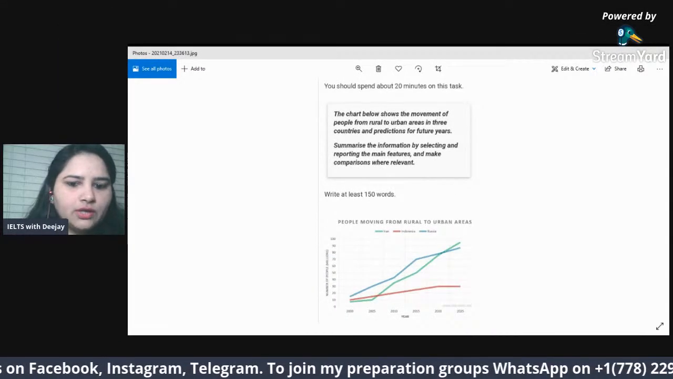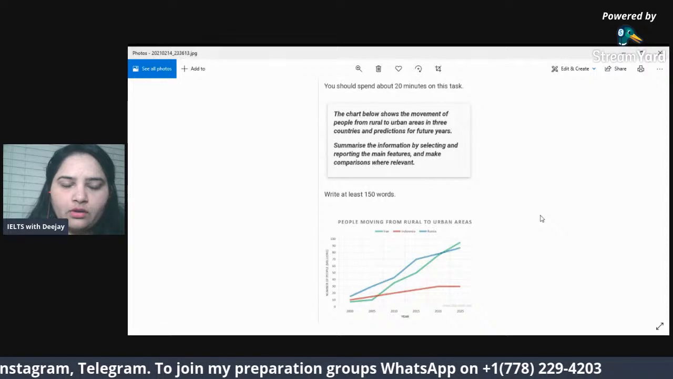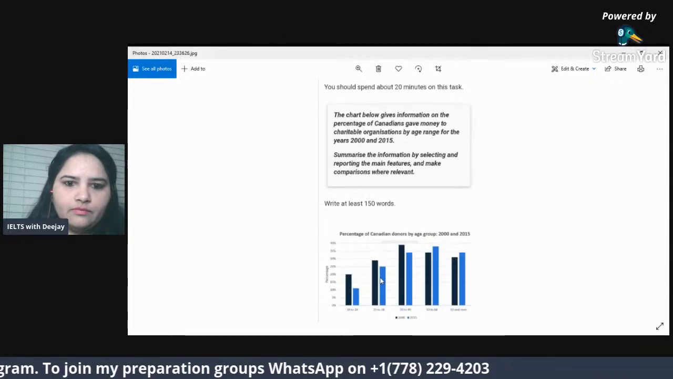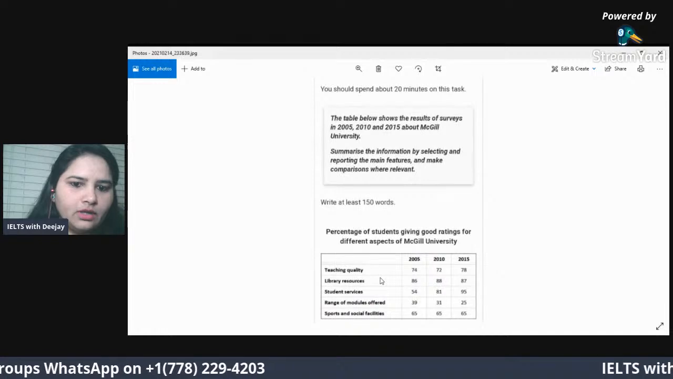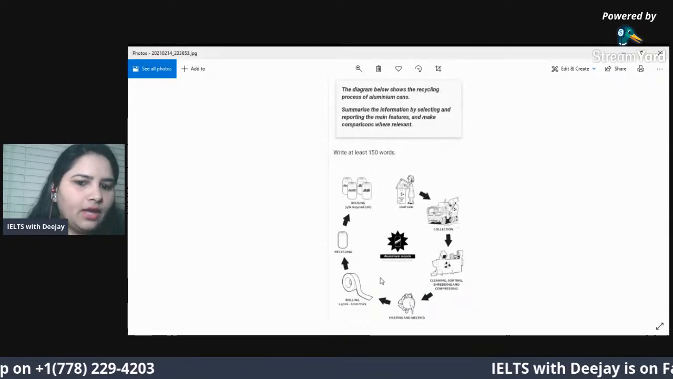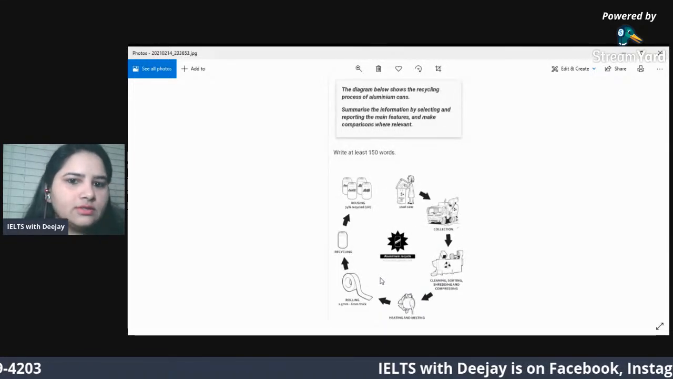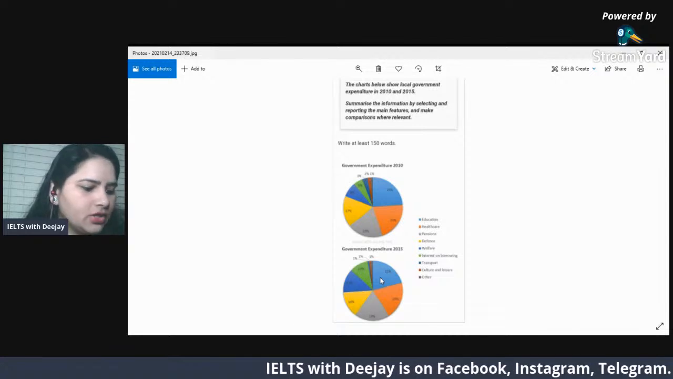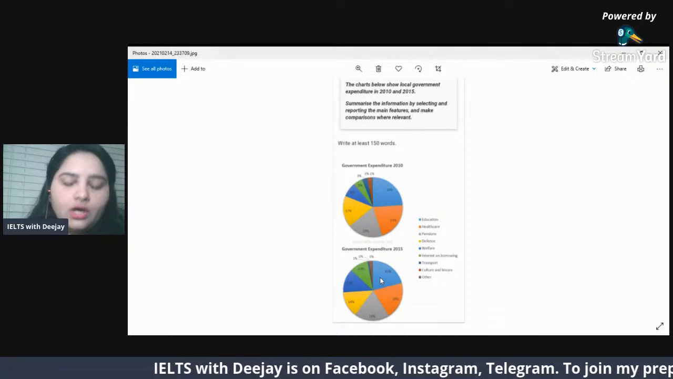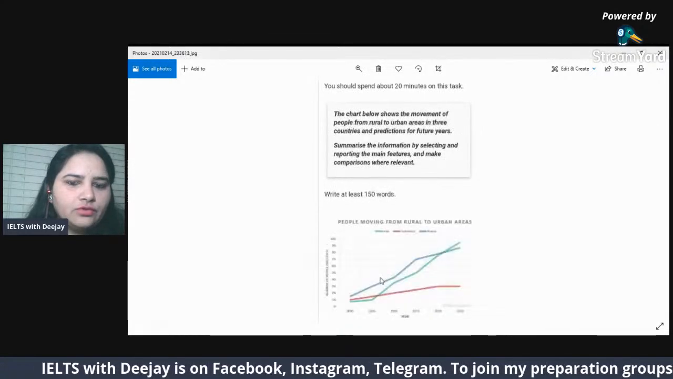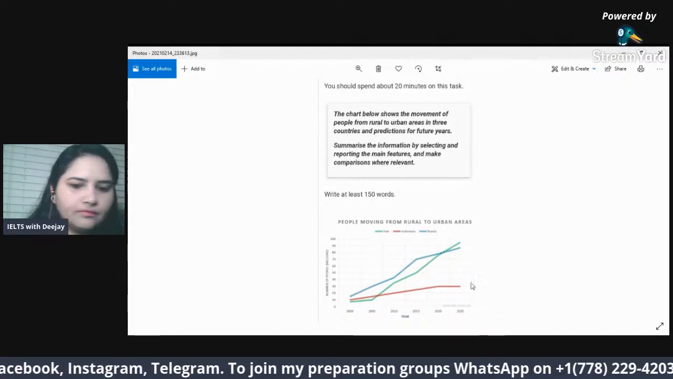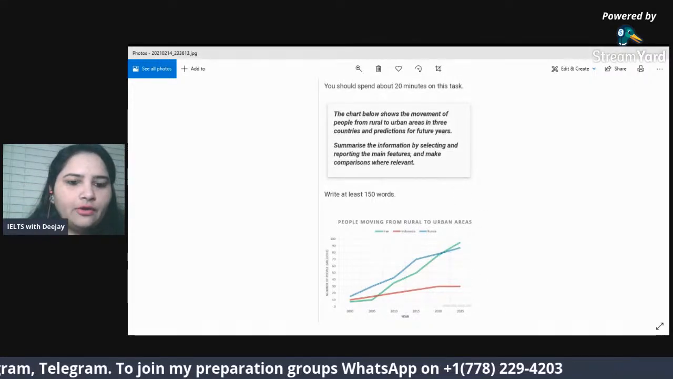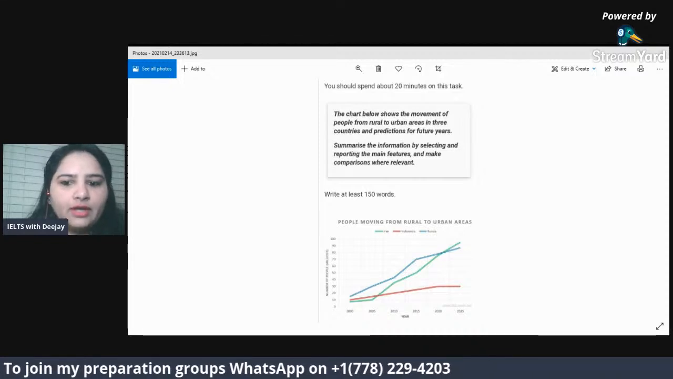So this is a line chart. This is a bar chart. This is a table. And this one is a process. This is a pie chart. So this is what we have to do. We have different kinds of charts that we get.